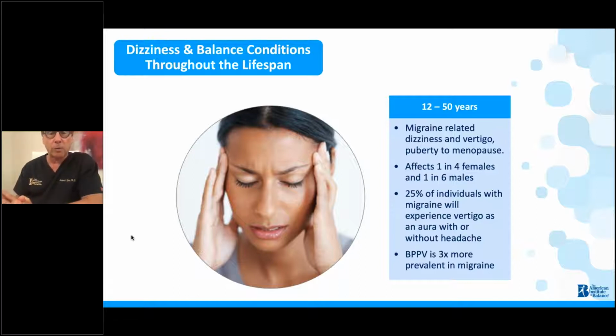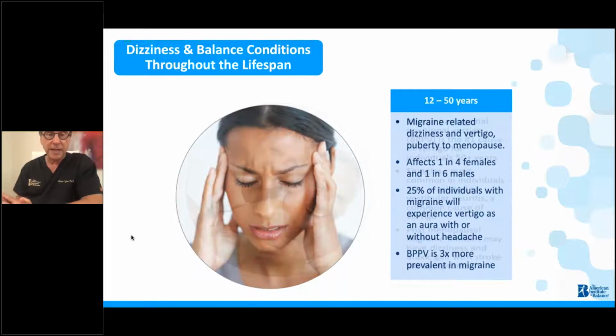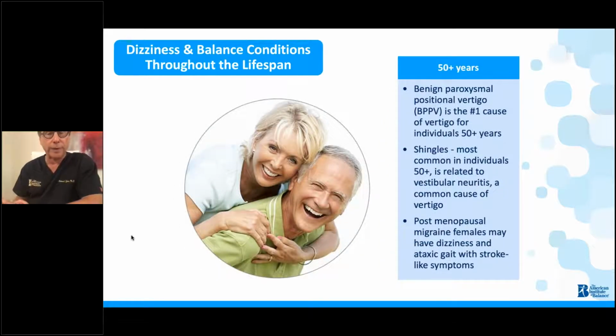Now, as we move through adolescence, through the childbearing years, what's of critical importance here is, according to the American Academy of Neurology, 1 out of 4 females has migraine, and 1 out of 6 males. This is strongly affected by hormonal changes. So much of the symptoms can be due to the patient's monthly menses cycle. We also know that 25% of all migraineurs will have vertigo or dizziness as a non-headache related aura.